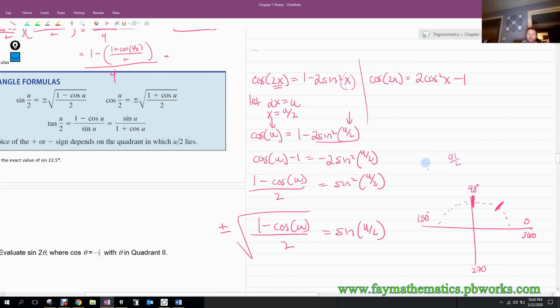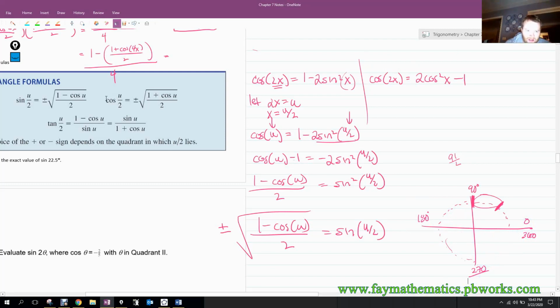So if they give me an angle that's between 90 and 180, this is where the half angle is going to show up. We're going to do the same thing down here. If they give me an angle between 180 and 270, then the half angle is going to be between 90 and 135. Take half of that, take half of that. Same thing over here, between 135 and 180. So that's how we then choose whether we use the plus or minus.